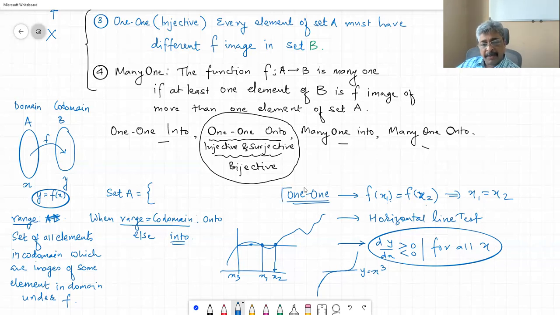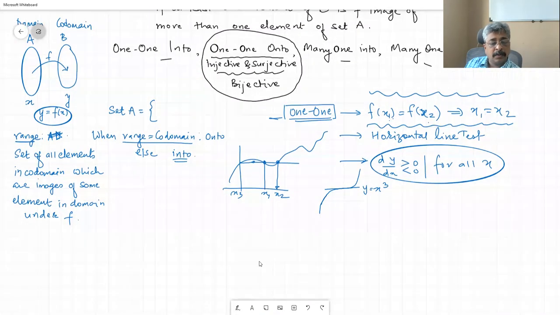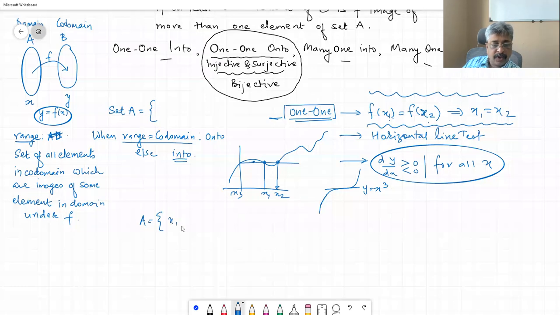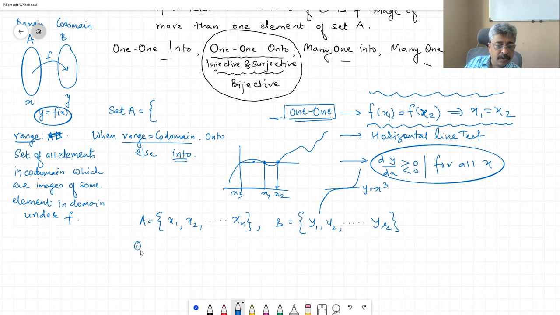But you may end up where you are supposed to solve and prove that the function is one one. This is the algebra that will be useful to you. Okay, so questions. Set A has x1, x2, ..., xn elements. Set B has y1, y2, ..., yr elements. Then, question one: total number of functions.